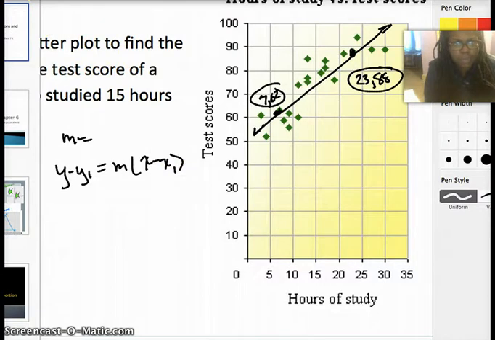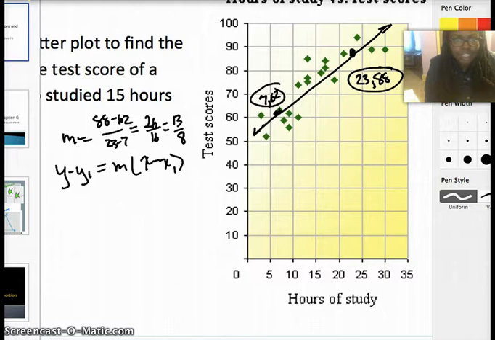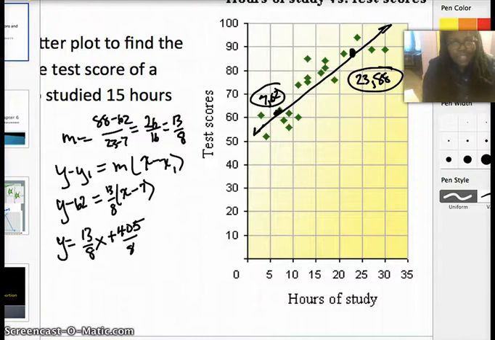So let me do the slope. So notice I've got my slope. I did change in y over change in x. Next, I'm going to put it in equation form. I chose to use this ordered pair, and here's our equation. And finally, in slope-intercept form, here's what we got. And so we end up with this.